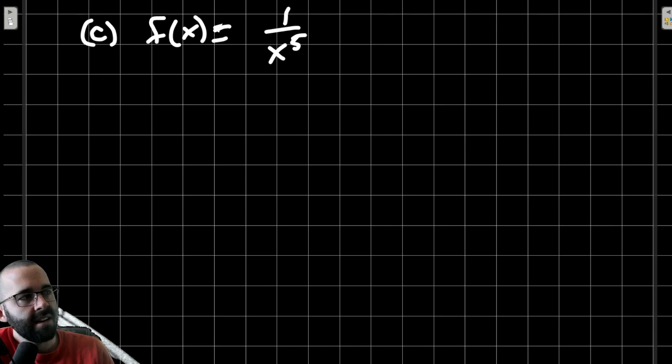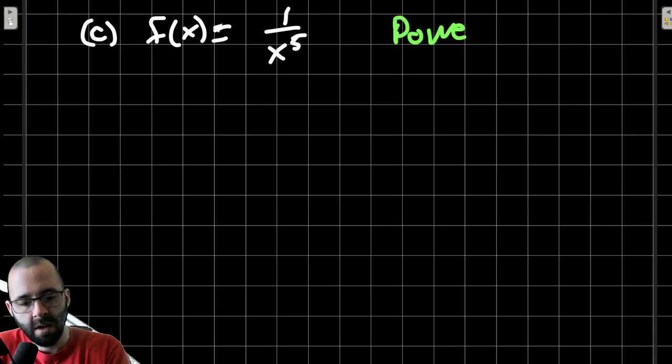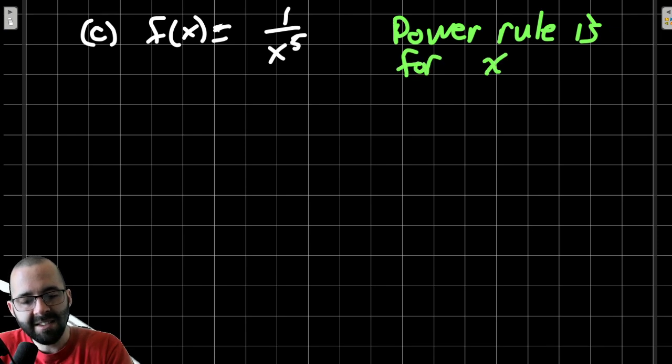f of x is equal to 1 over x to the 5th. Now you might say, well, you just use the power rule. Bring down the 5, subtract 1, you have 1 over x to the 4th with a 5. No. Power rule is only for x to the r, not 1 over x to the r. So we have to rewrite this.